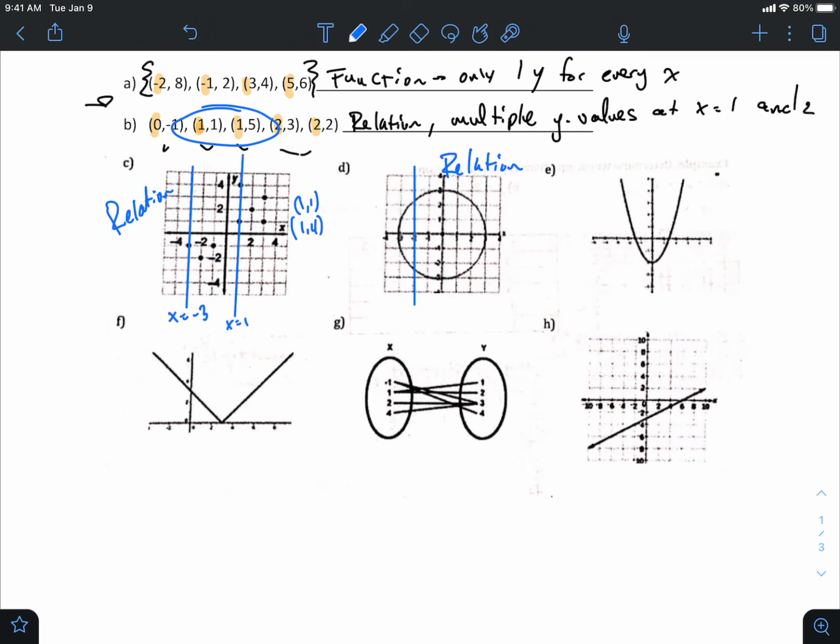So let's draw a whole bunch of vertical lines and see what happens. Draw a vertical line here. How many times does it cross there? Once. Once. Once. Once. So this passes our vertical line test. So the graph of a quadratic, or y equals x squared, is a function.